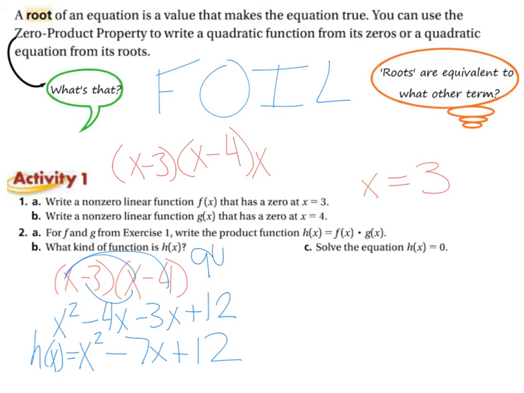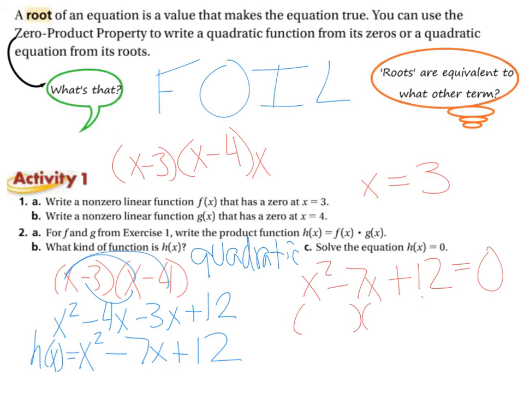So what kind of function is it? It's a quadratic. And letter C, solve the equation h of x equals 0. So it wants us to take my equation and do what we did in class today. X squared minus 7x plus 12 equals 0. Using the zero product property, we are writing our two binomials. The binomials were x minus 3 and x minus 4. To write the binomials, we're just trying to find the two numbers that add to give us negative 7, but multiply to give us 12. And that's these two, negative 3 and negative 4.